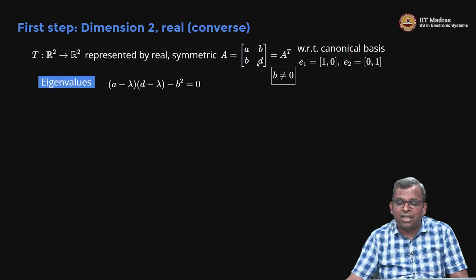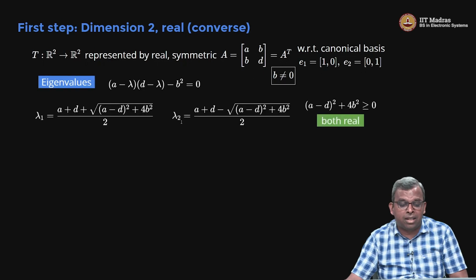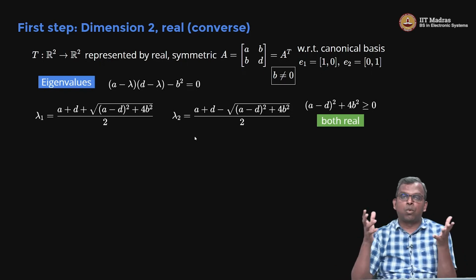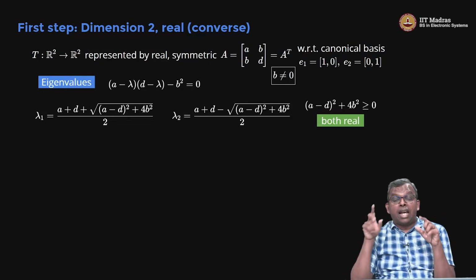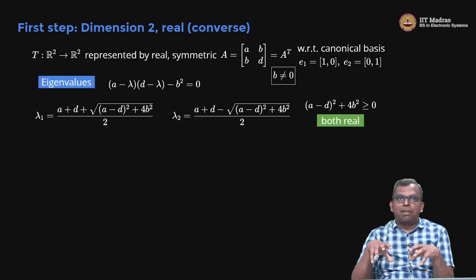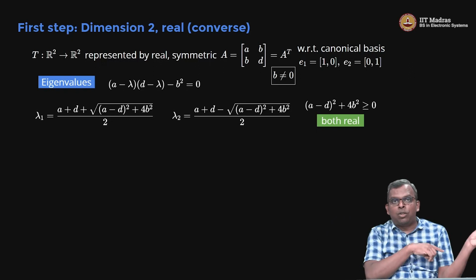The eigenvalues are easy to find. This is a standard formula here. You solve it, and lo and behold, you see this wonderful expression that inside the square root, you get the sum of two squares. The sum of two squares is always non-negative, which means the two eigenvalues are real. The moment you have a symmetric matrix A, B, B, D, the eigenvalues cannot be complex, they become real.